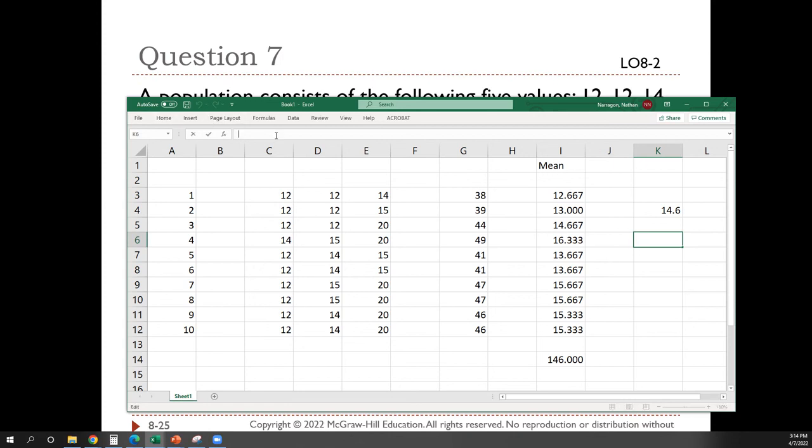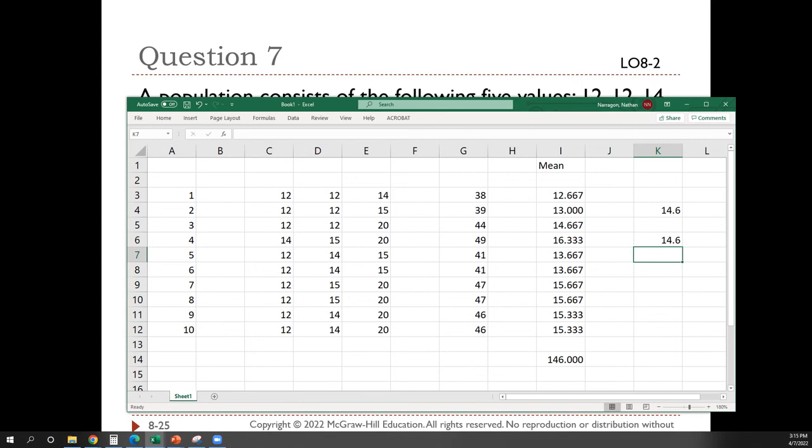So, we can take this, we're going to go equal 12 plus 12 plus 14 plus 15 plus 20, and divide by 5. Notice they are the same. So all the populations will be exactly the same. No worries. It means just our sample size is pretty good.